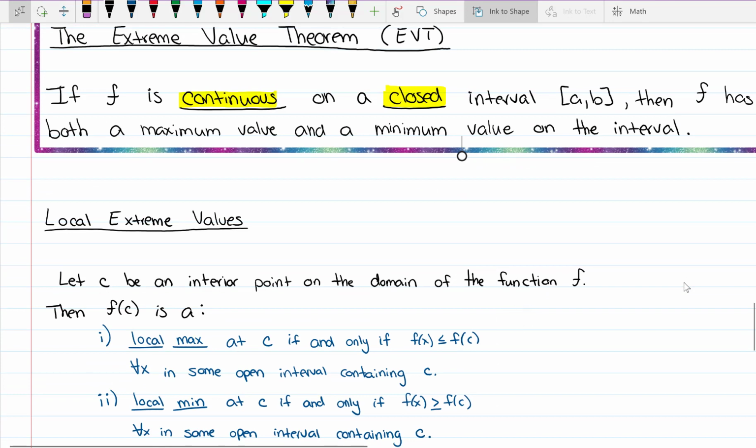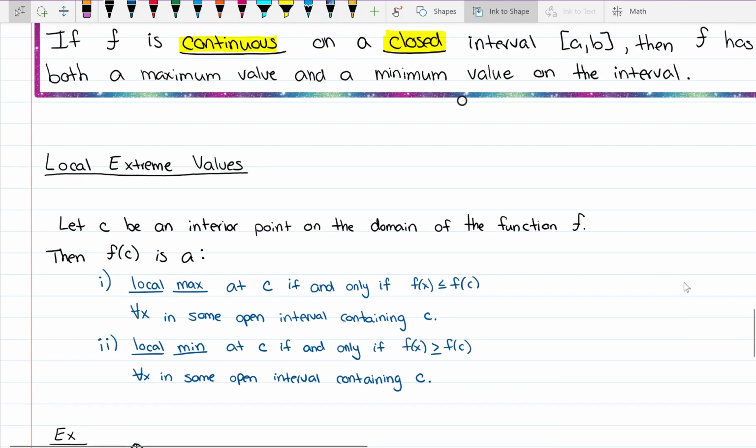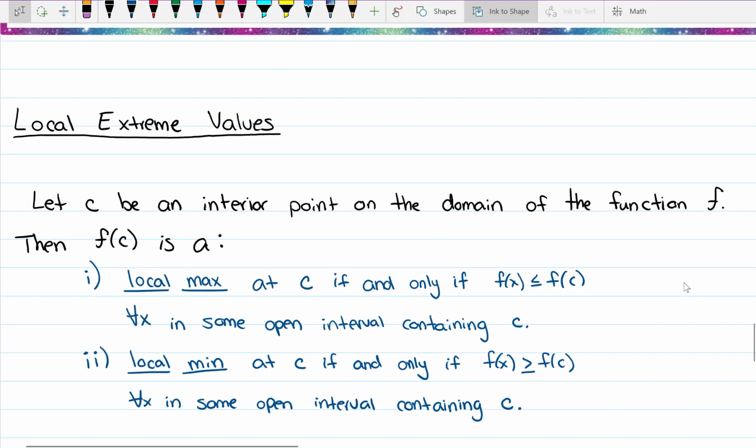Okay, so now we're going to talk about extreme values in their local setting. So you have a local extreme value if f(c) is greater than or less than all of f(x) on a specific interval. What this means is that I can shrink down the interval to just a section of the graph and find a local min or local max.